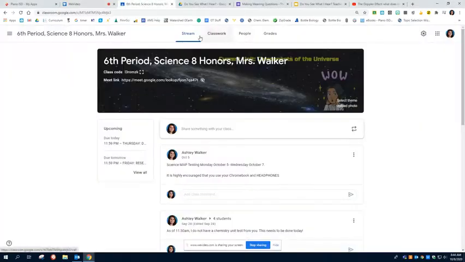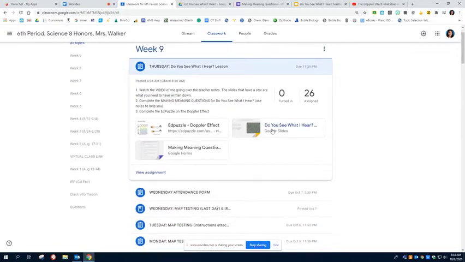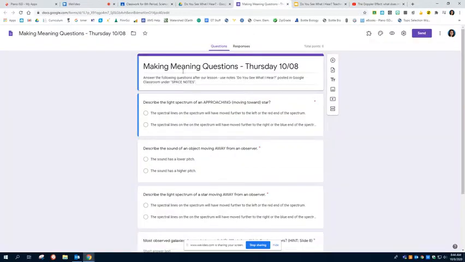Where you're going to go today is to classwork, and then you're going to click on Thursday. You're going to start off where I'm at here, which is, do you see what I hear? These are the teacher notes. Once you have gone through this and taken your notes, which I have a star next to the items you need to make sure are written down, they're the important parts of the lesson, then you're going to go to the making meaning questions, which look like this. You're going to use your notes that are attached to this for today's assignment to answer them. Make sure you complete these. There's not many, but these are going to be graded. So please answer these questions.